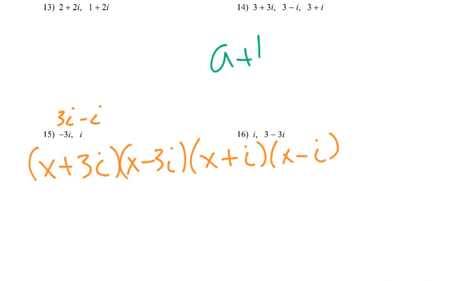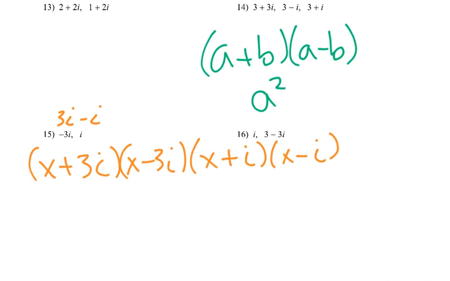Okay? And you may remember the pattern. We had the a plus b times a minus b. When we multiply that out, we get a squared minus b squared. That's what we're going to end up with. So on these first ones, we can use that to help us. So I'd end up with x squared minus 3i squared.